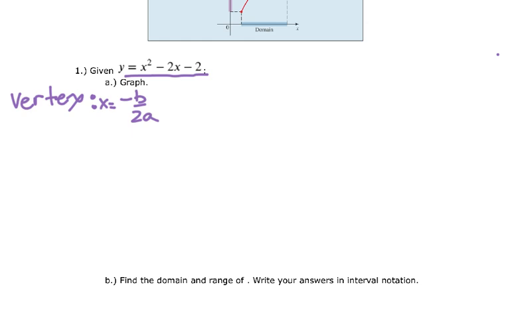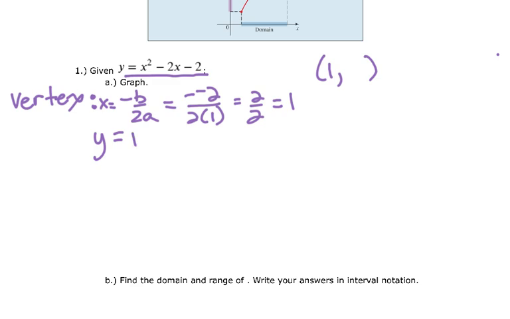If we do that, we're going to have negative 2 over 2 times 1, which is equal to 2 over 2, which is 1. So we know our vertex has the coordinate 1 something. We can plug it in to find the y value, 1 squared minus 2 times 1 minus 2, and that's going to give us a y value of 1 minus 4, which is a negative 3. So our vertex is 1, negative 3.